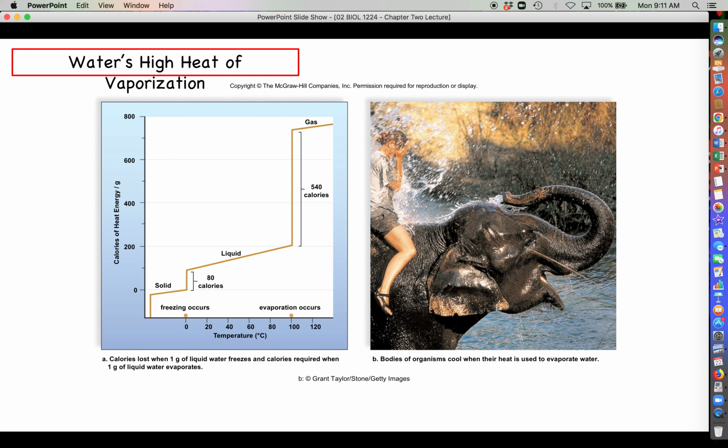Once you get the water to that boiling point, water is not going to boil right away. That water is not going to vaporize because this 540 calories of heat that is indicated here, that is the amount of thermal energy that is necessary in order to break all of those hydrogen bonds.